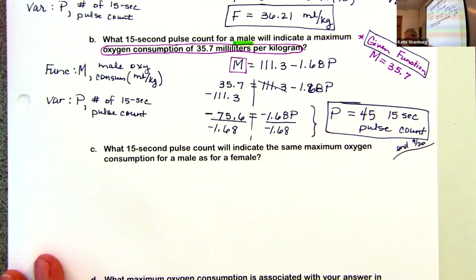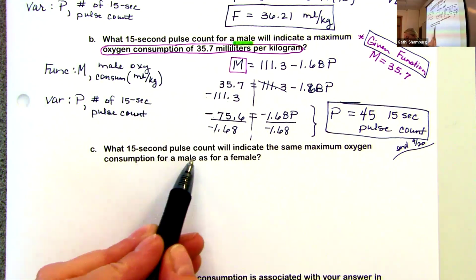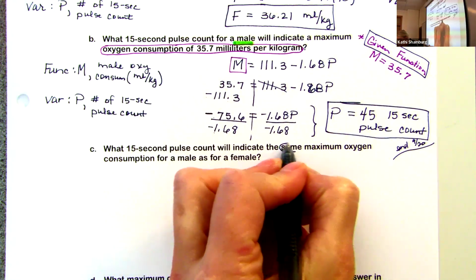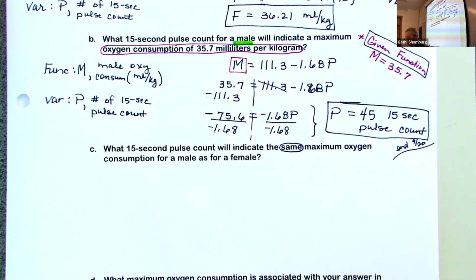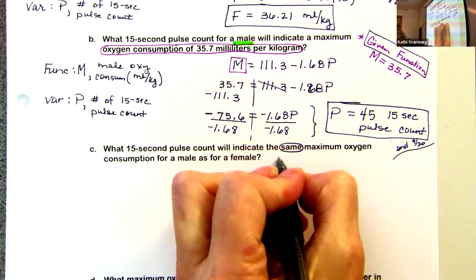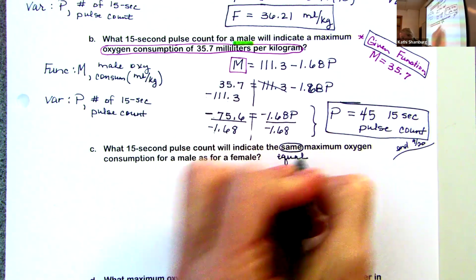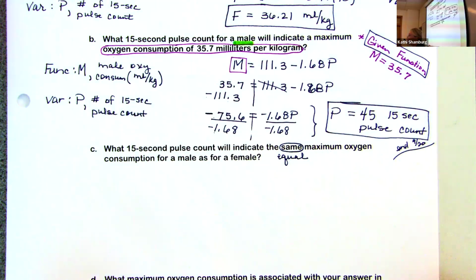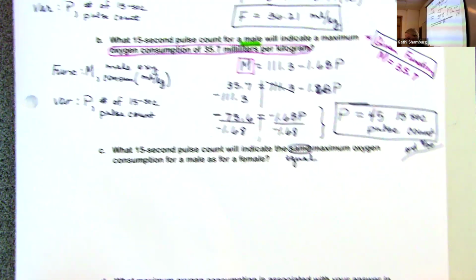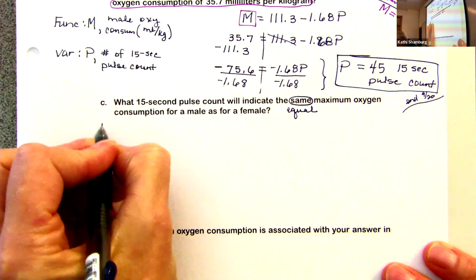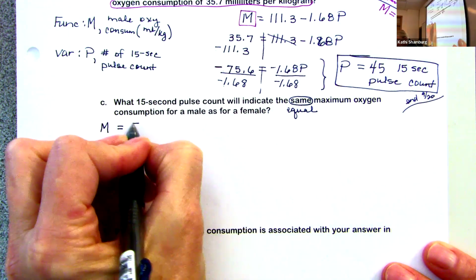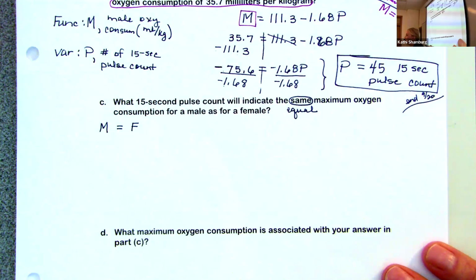All right, part C. What 15-second pulse count will indicate the same maximum oxygen consumption for a male as for a female? What mathematical word can we use in place of same? It means they are what? Equal. So what they're telling us is they want to know what the variable is when your two functions are equal. So we're going to take the male function, because when they're equal, we're saying the male oxygen consumption is equivalent to the female oxygen consumption.